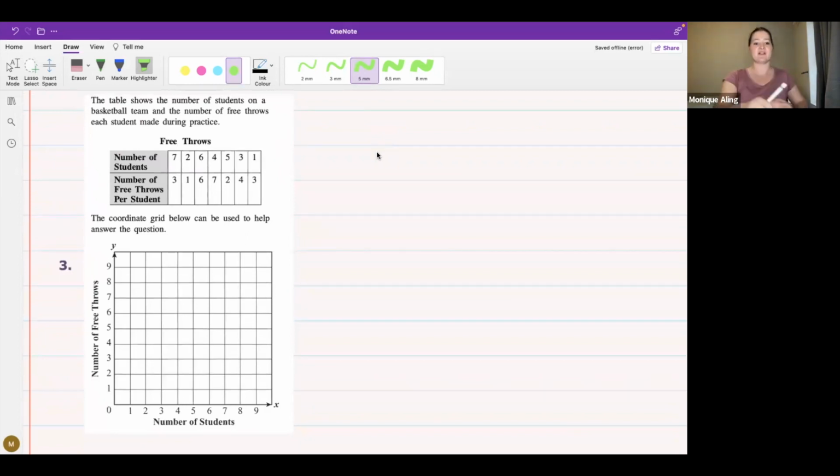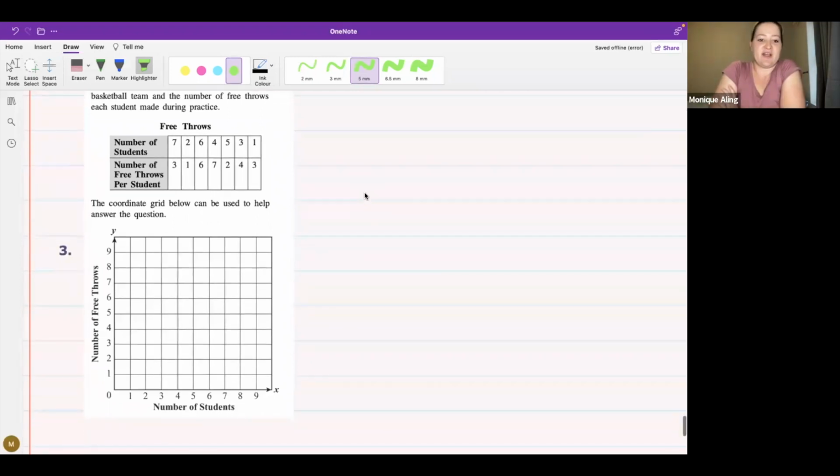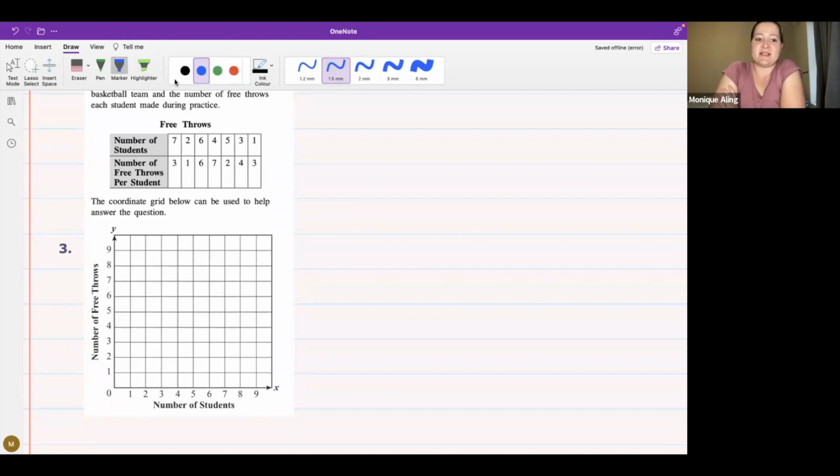The table shows the number of students on a basketball team and the number of free throws each student made during practice. So we've got number of students and number of free throws per student. The coordinate grid below can be used to help answer the question. So we're just going to practice plotting some points again. So our first point will be 7 and 3. So 7 students and 3 throws would be that point over there.